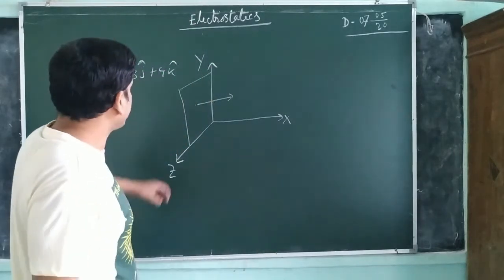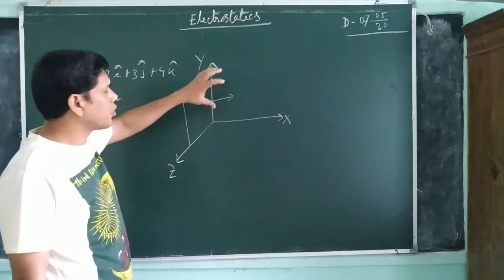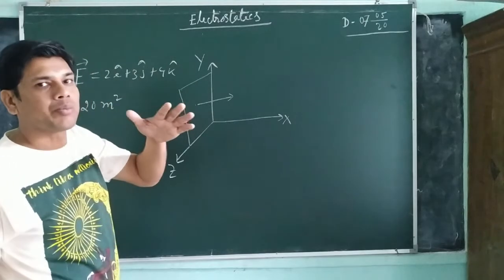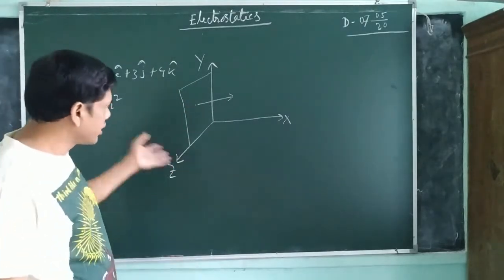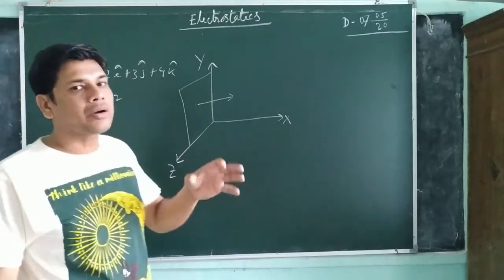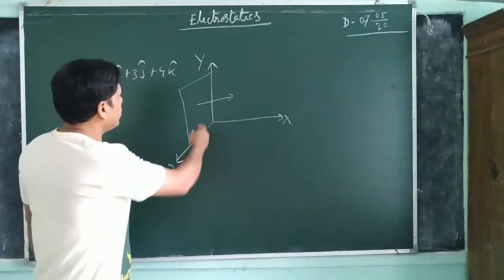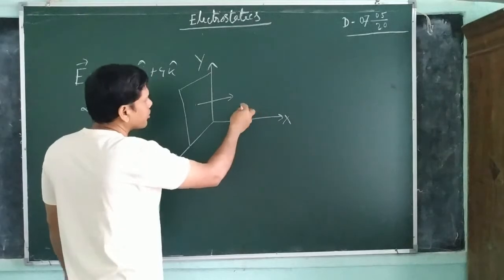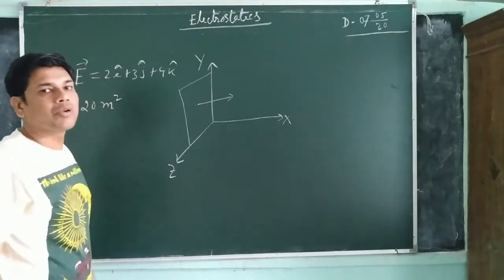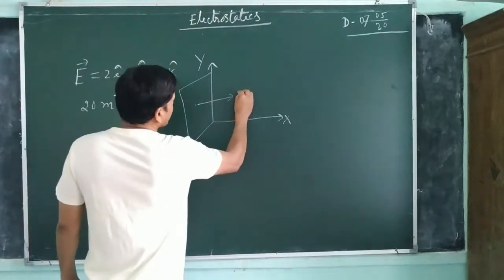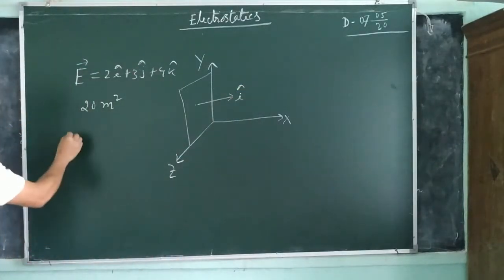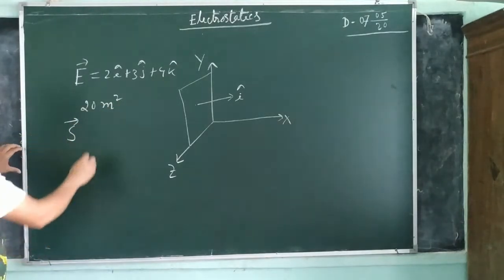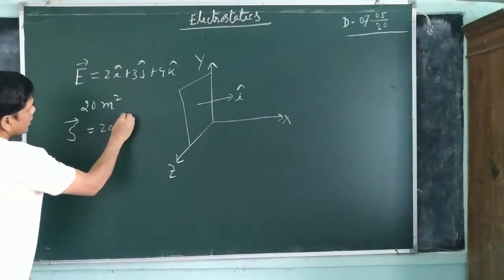As it is the YZ plane, if we draw an outward normal, it's along the positive x-axis. We have to always take the positive direction. It may be the negative x-axis, but we always take the positive direction. So the direction of this area vector is along the positive x-axis, and we know that the direction of the positive x-axis is denoted by the i hat unit vector. So here, if this area in the YZ plane is denoted by vector S, then S is 20 i hat.